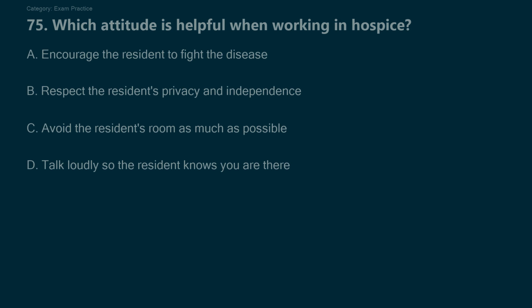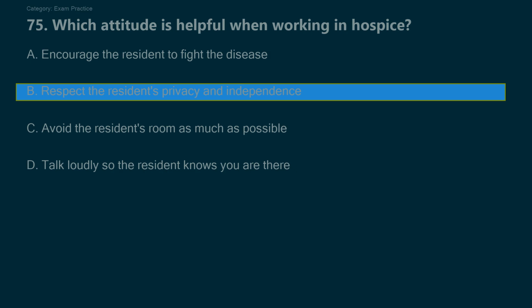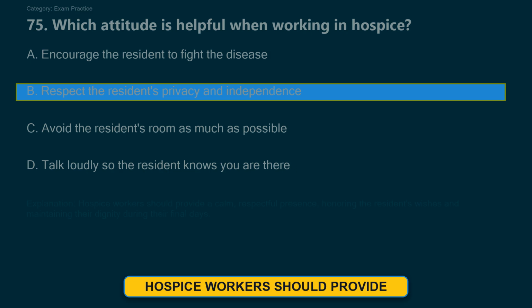Question 75. Which attitude is helpful when working in hospice? Option A, encourage the resident to fight the disease. Option B, respect the resident's privacy and independence. Option C, avoid the resident's room as much as possible. Option D, talk loudly so the resident knows you're there. The correct answer is option B, respect the resident's privacy and independence.